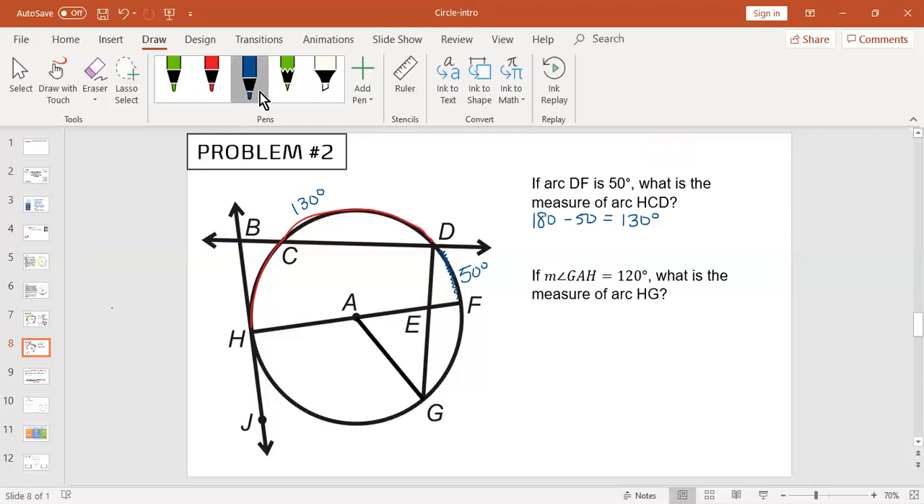All right, so the next one says angle GHA is 120. What is the measure of arc GH? Here I only use two letters, and that's fine. That just means the quickest path. So if this is the central angle, then the arc is also 120 degrees. They're going to be the same.